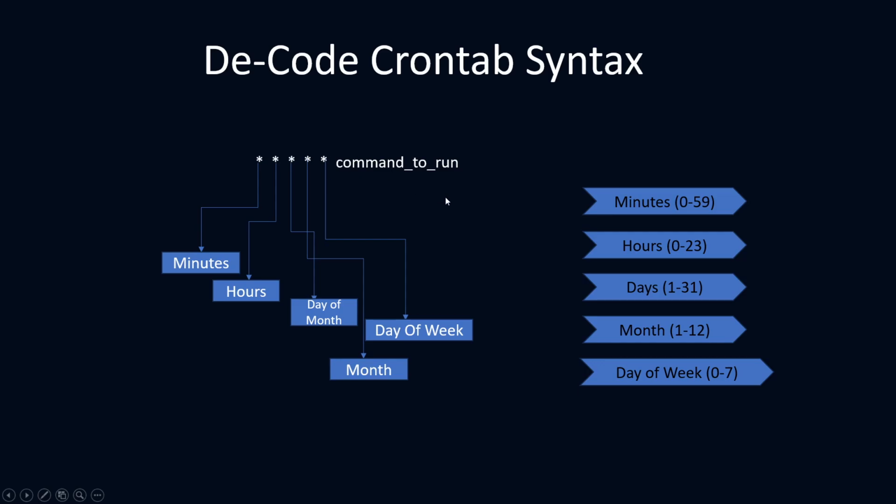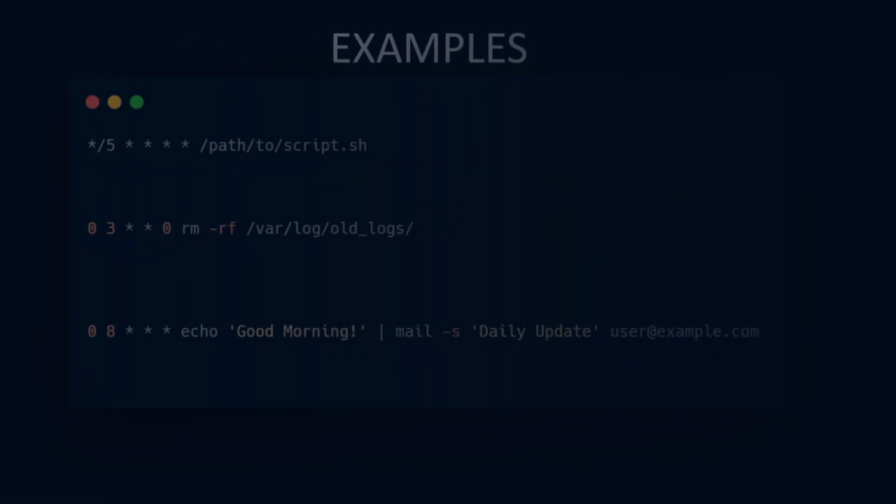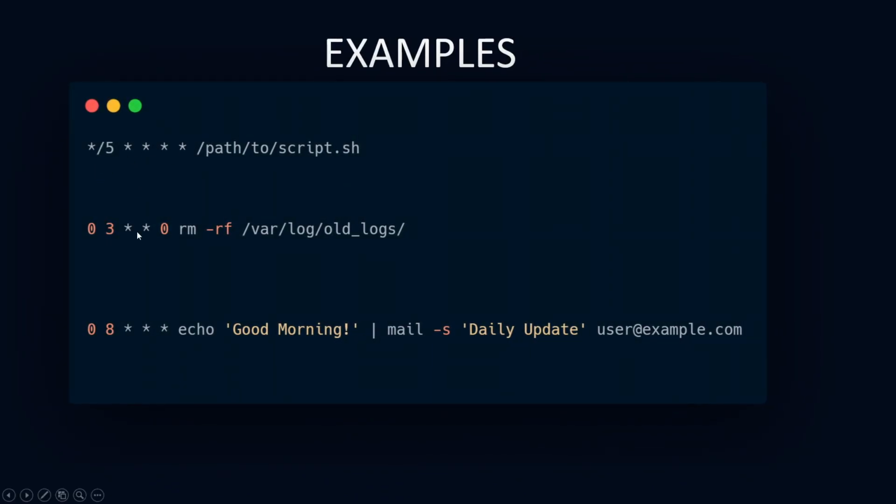Next, let's see some examples of crontab. To clarify this syntax, we have some examples. Here you are seeing three different examples of crontab. The first one shows a script to be run, script.sh. This is our script file, and then we have the path to this script. It will run every 5 minutes. Why every 5 minutes? This is the first asterisk, and we have five asterisks.